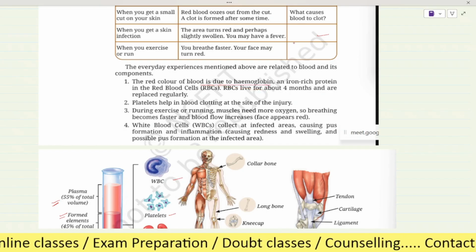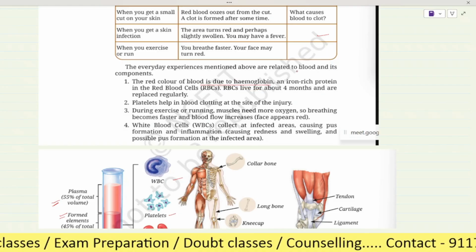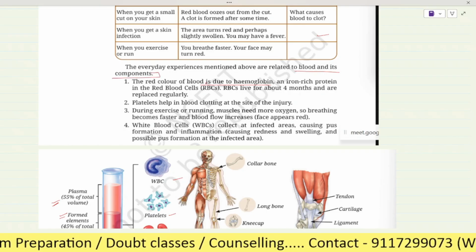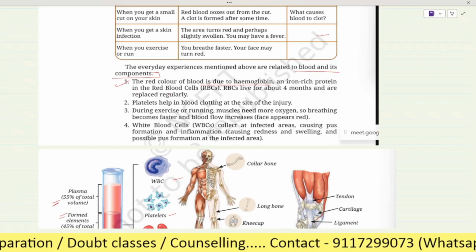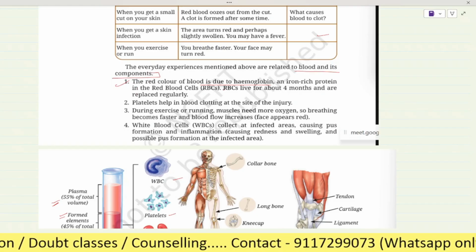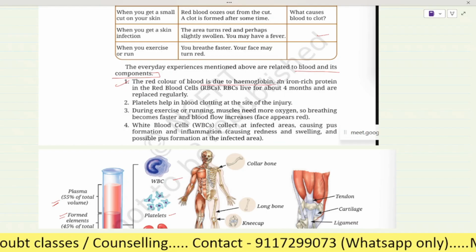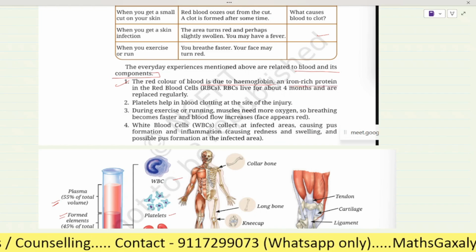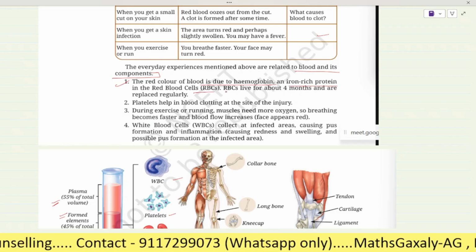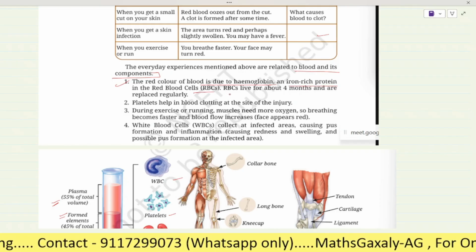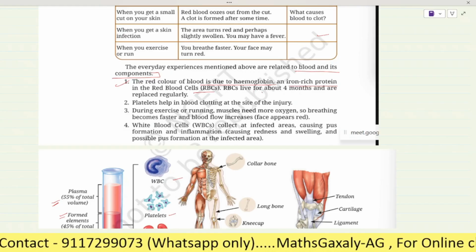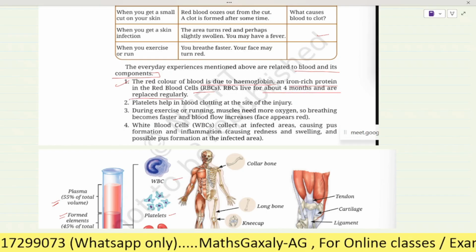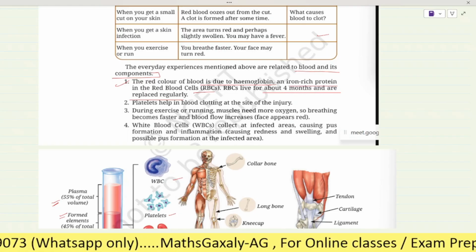You can give the heading: blood and its components. In the first one you have to write that the red color of the blood is due to hemoglobin, an iron-rich protein in the red blood cell, that is RBC. The full form of RBC is red blood cell, and RBC lives for about 4 months and is replaced regularly. So the life of a red blood cell is around 4 months.